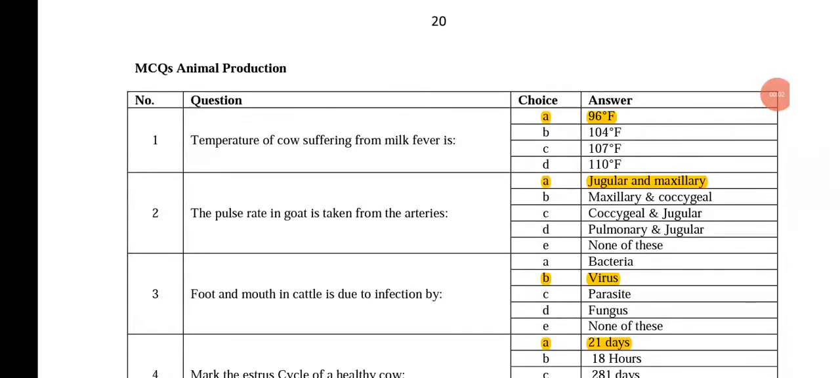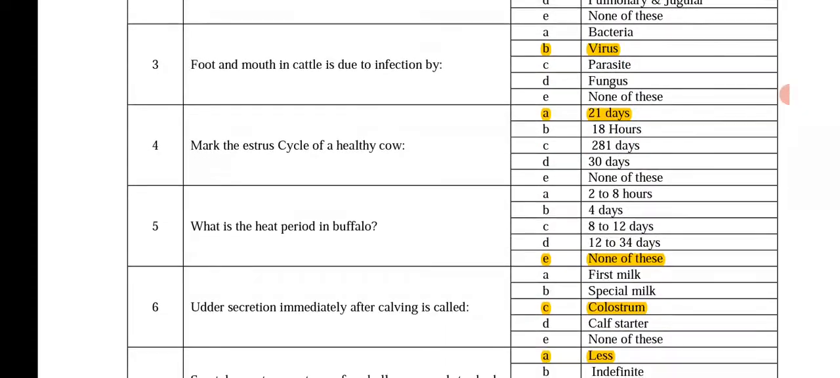Temperature of cow suffering from milk fever is 96 degrees Fahrenheit. The pulse rate in goat is taken from the arteries jugular and maxillary. Foot and mouth in cattle is due to infection of virus. Mark the estrus cycle of a healthy cow: 21 days.